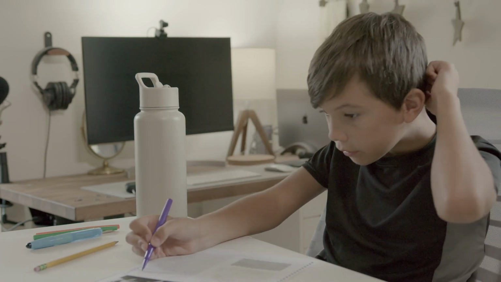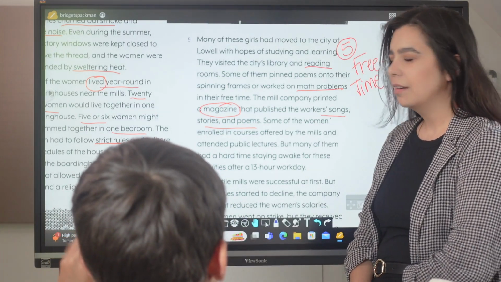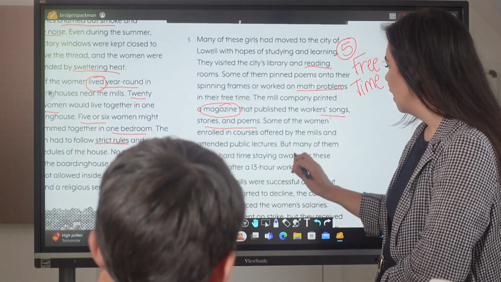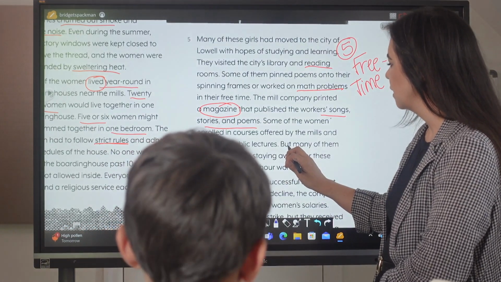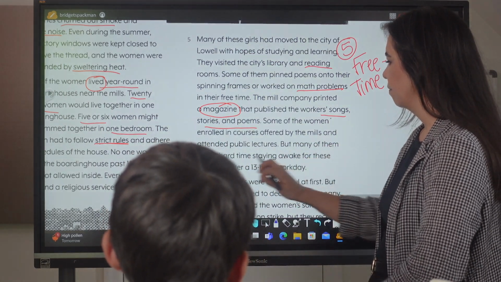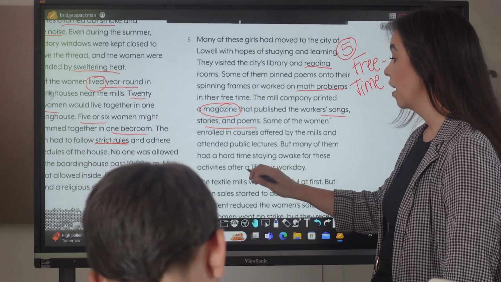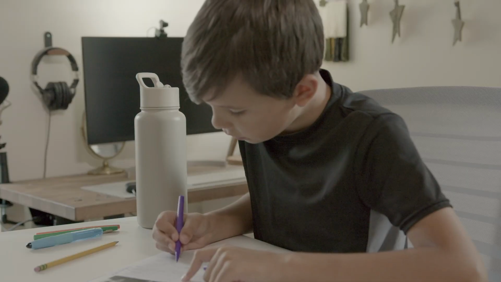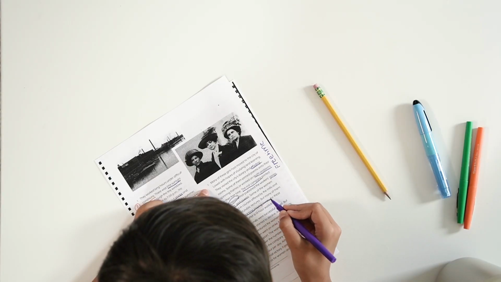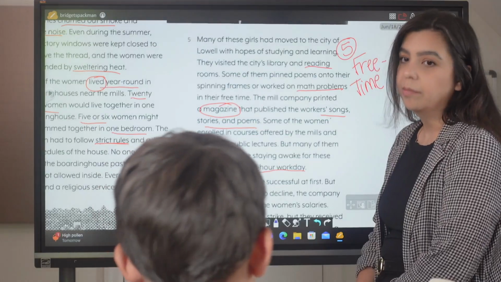Reading. Okay, they did some reading. Do you know what I found really important? The city library. Yeah, they could do that too. But you know what? Down here at the bottom, read that sentence. But many of them had a hard time staying awake for these activities. There are 13-hour work days. They worked 13 hours. Do you think they did a lot of free time stuff? No. Probably not.